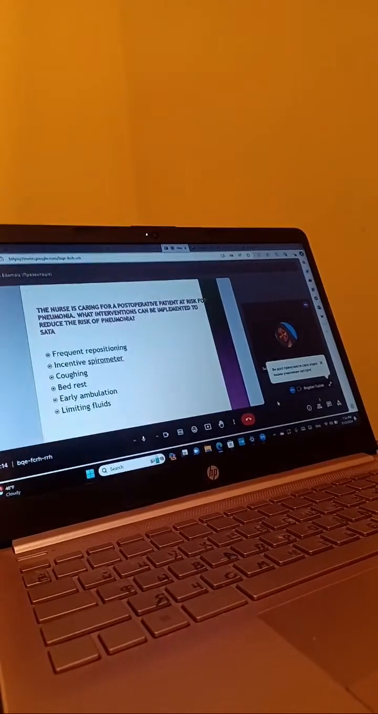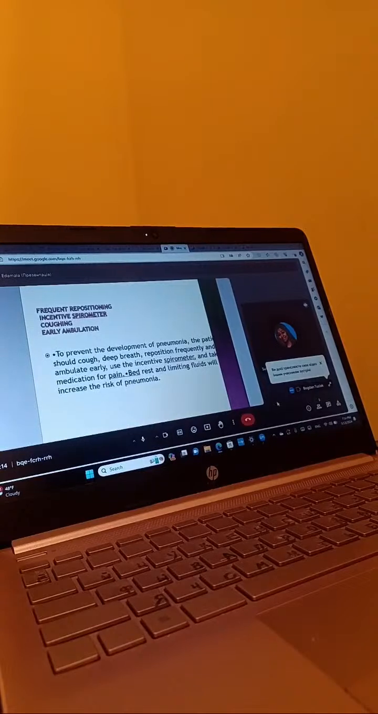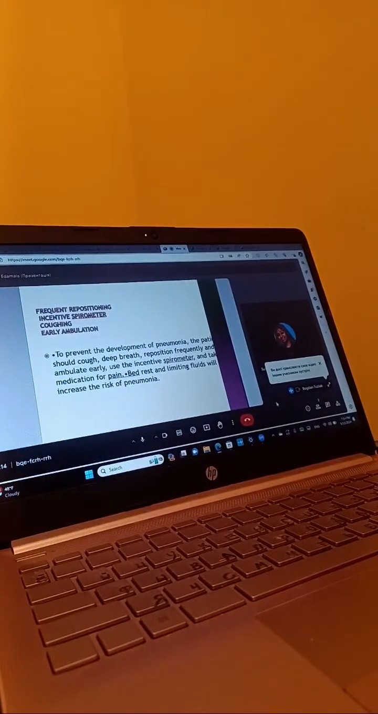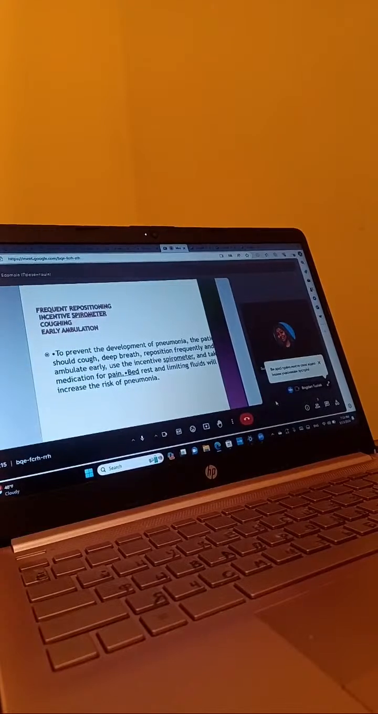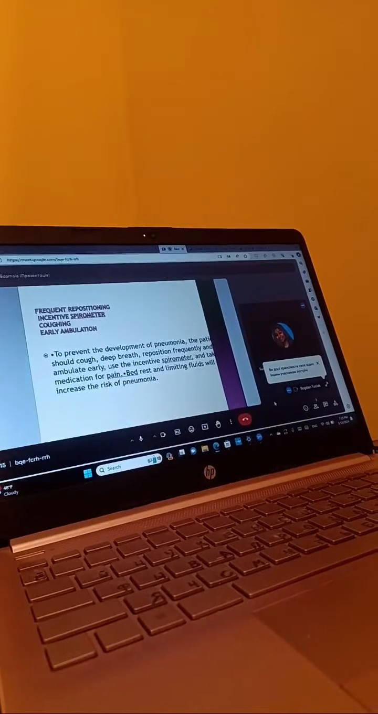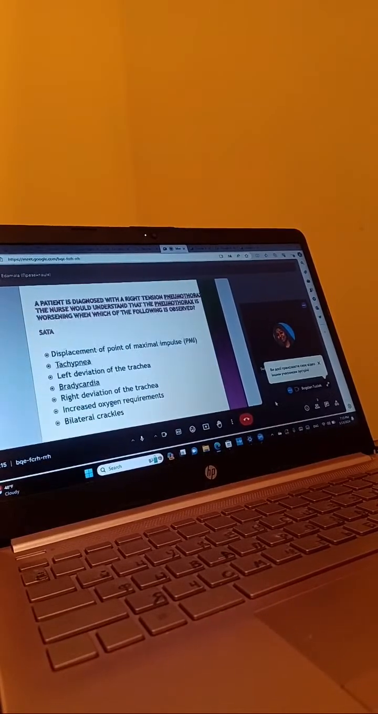Okay, let's see. Frequent repositioning, incentive spirometer, coughing, and early ambulation. To prevent the development of pneumonia, the patient should cough, deep breathe, reposition frequently, and ambulate early. Use the incentive spirometer and take medication for pain. Bed rest and limiting fluids will increase the risk of pneumonia. Perfect.